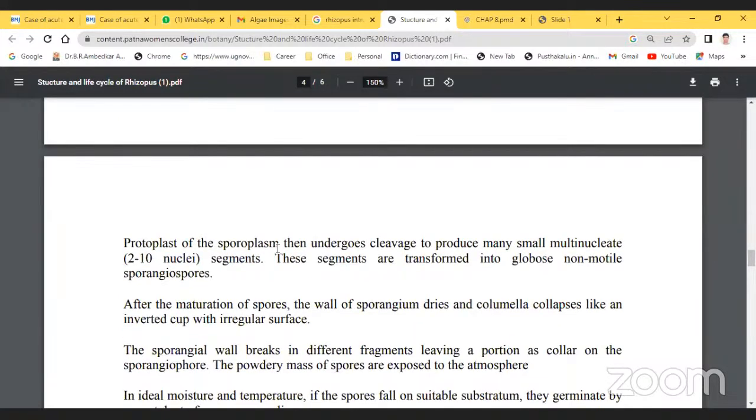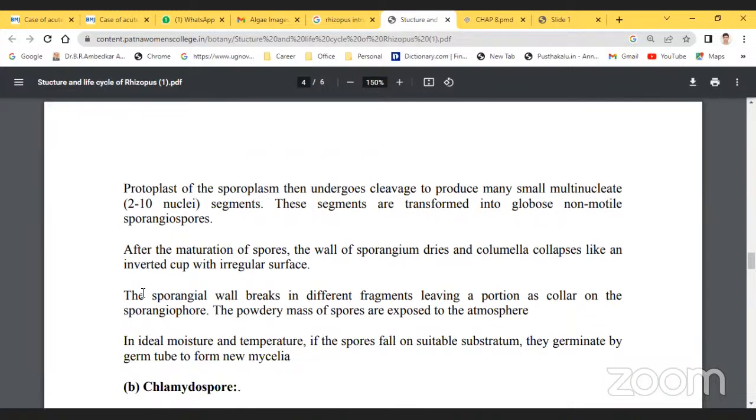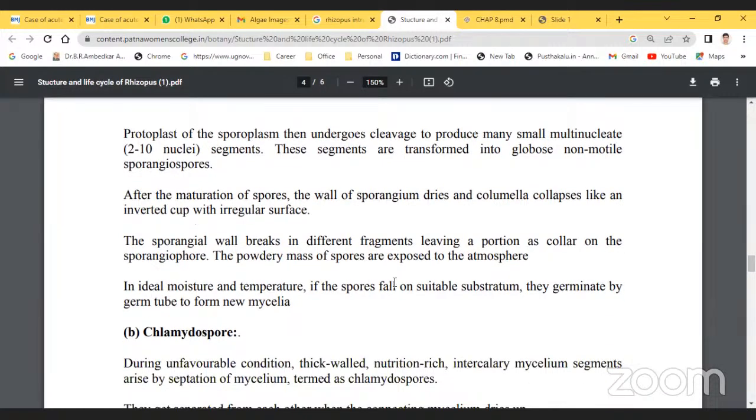The protoplast of the sporoplasm undergoes cleavage to produce many small multinucleate segments, with 2 to 10 nuclei. These segments are transformed into globose non-motile sporangiospores. After the maturation of spores, the wall of the sporangium dries and the columella collapses like an inverted cup with an irregular surface. The sporangial wall breaks into fragments, leaving a portion as a collar on the sporangiophore. The powdery mass of spores is exposed to the atmosphere. In ideal moisture and temperature, the spores fall on a suitable substratum and germinate by a germ tube to form new mycelia.